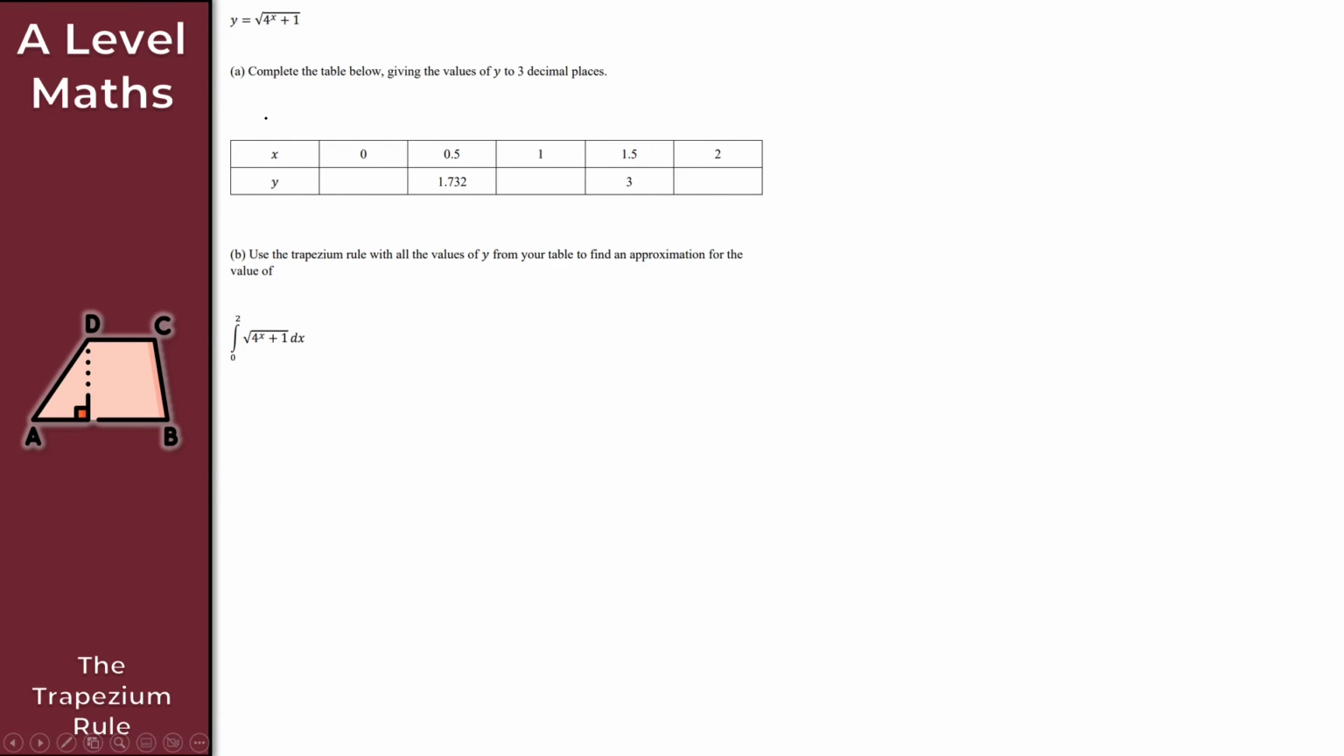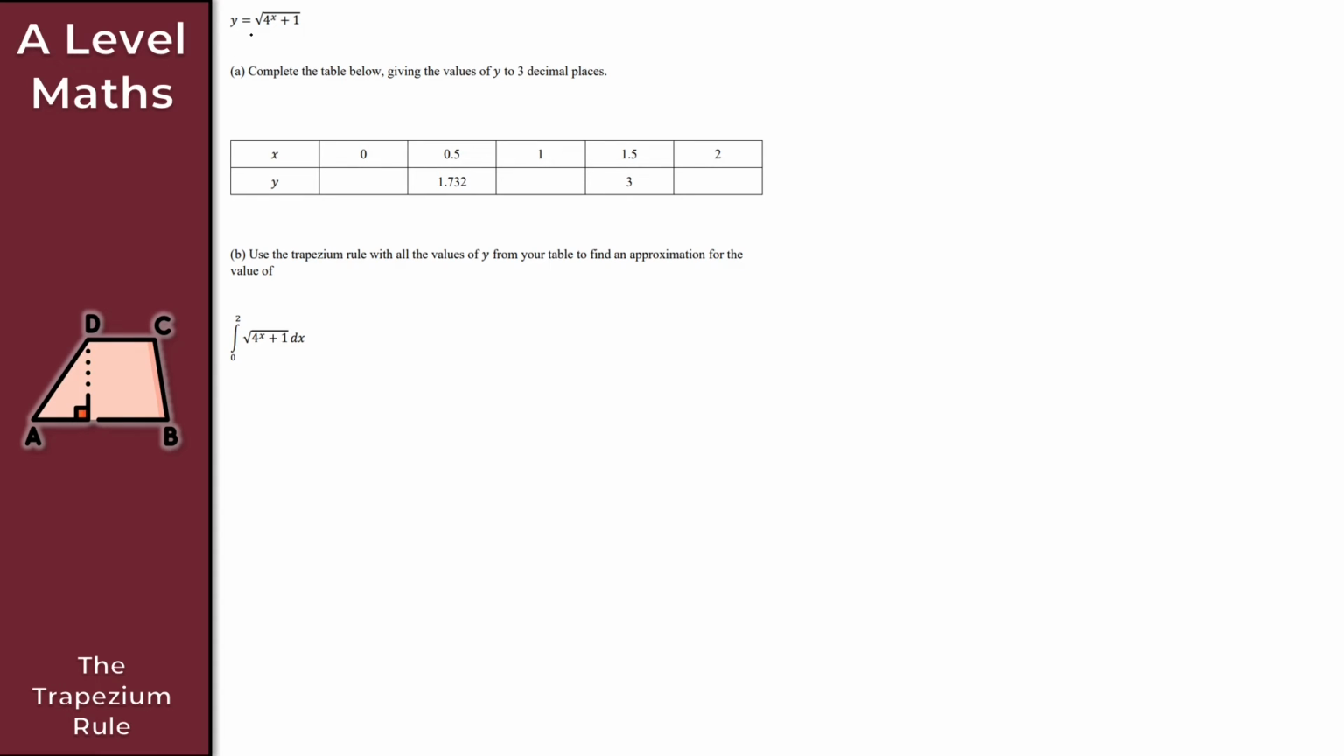And for the first part of this question, part A, all we need to do is complete this table here, given the values of y to 3 decimal places. So nice and straightforward to begin with here, right? So when x equals 0, what is the value of y?